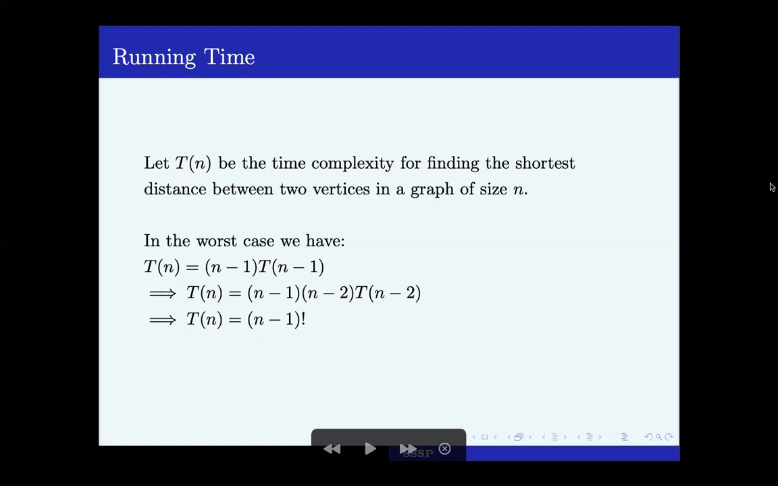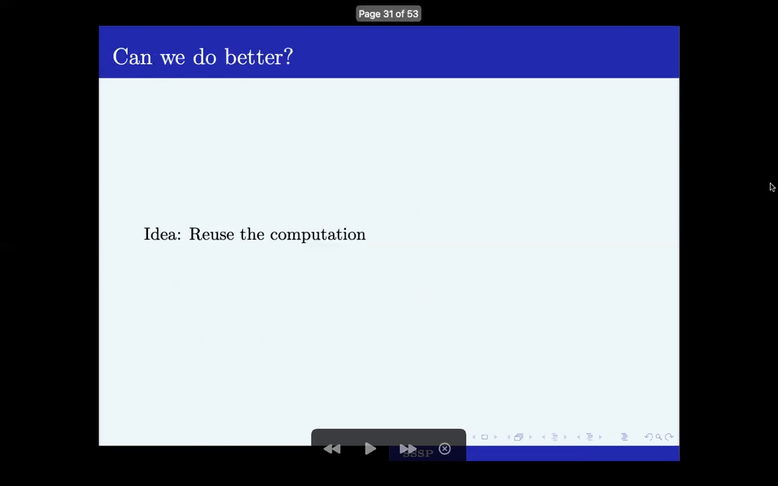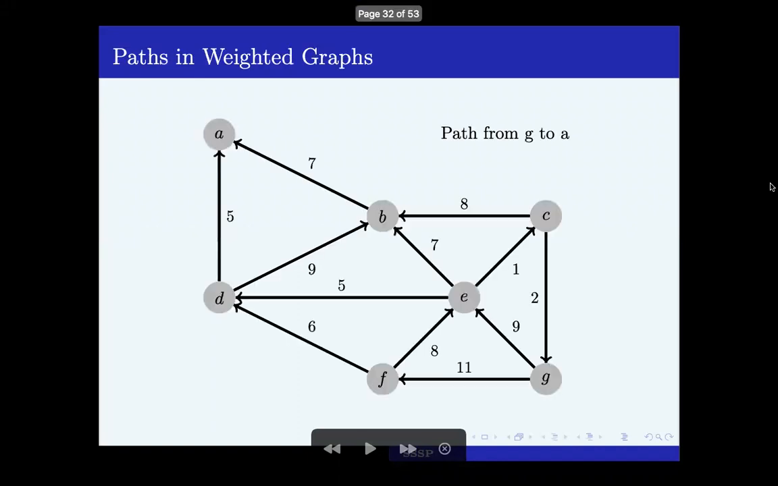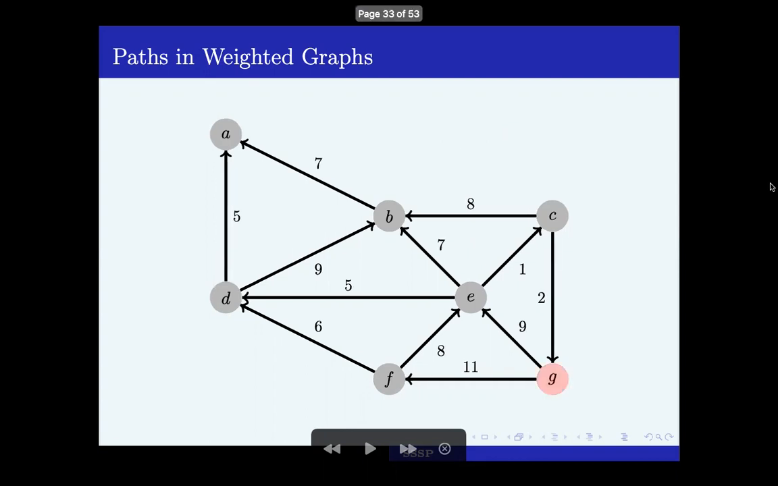Okay, good. Now, how do we do that? Can we do better? The main idea is to reuse the computations. And this is something that many of you might have already seen in your previous courses. The main idea is that here, I want to compute the shortest path from G to A. That's the goal.